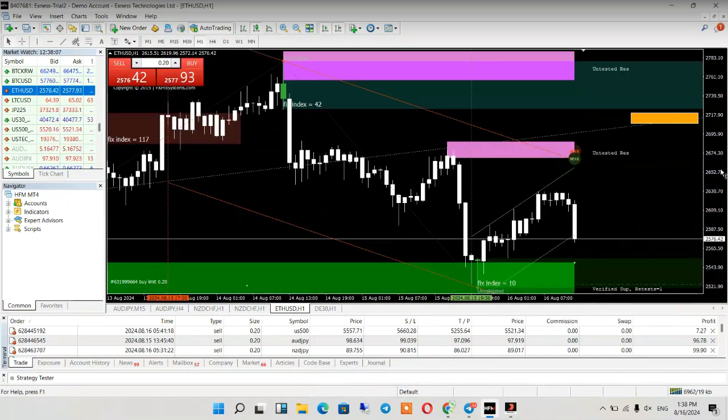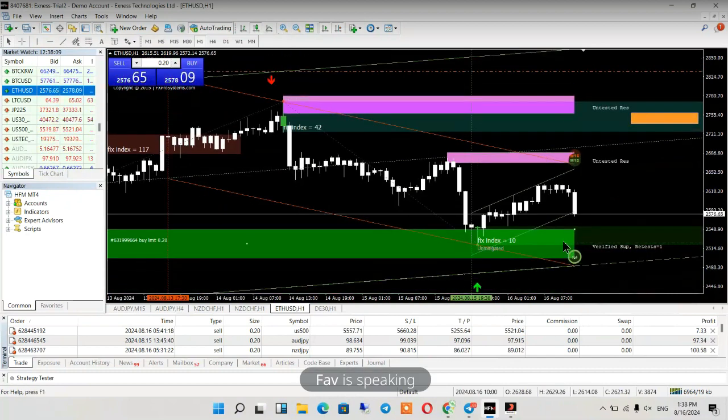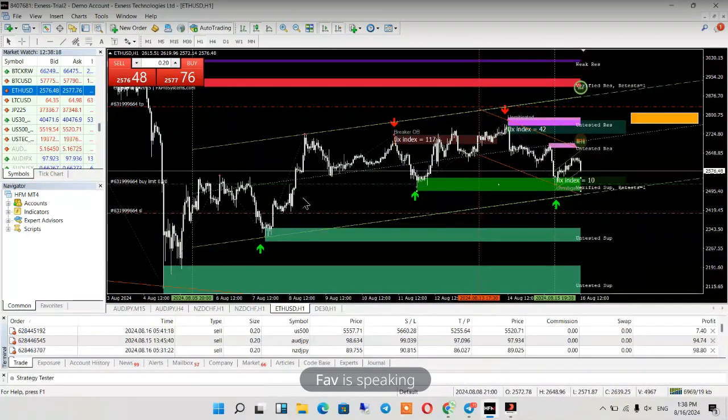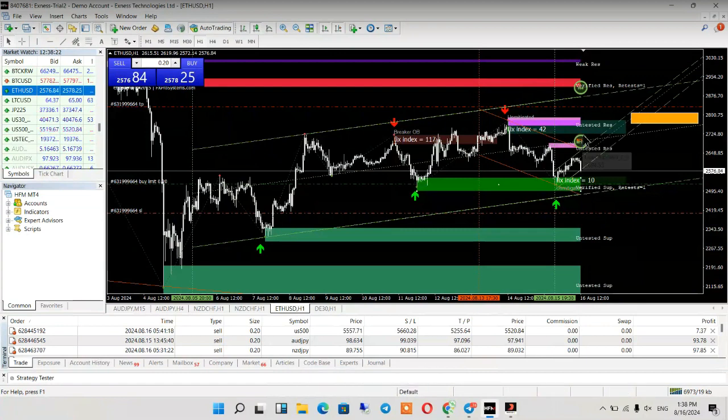So this is my entry right here in the middle of this support channel. All right, in the middle of this support channel, and let's see how it goes. Let's wait and see how it goes. H4 is telling me buy. M15 is having a buy. Another M15 is having a sell, of course.